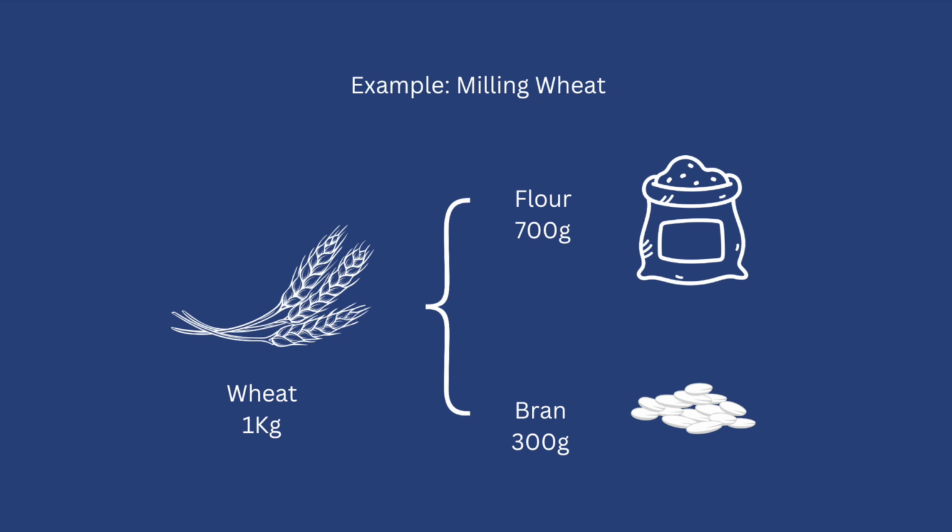Let's say we have 1 kilogram of wheat. Milling that 1 kilogram of wheat results in 700 grams of flour and 300 grams of bran. We also know that, in total, 1 kilogram of wheat has an impact of 610 grams of carbon dioxide equivalent, and milling requires a little bit of electricity.